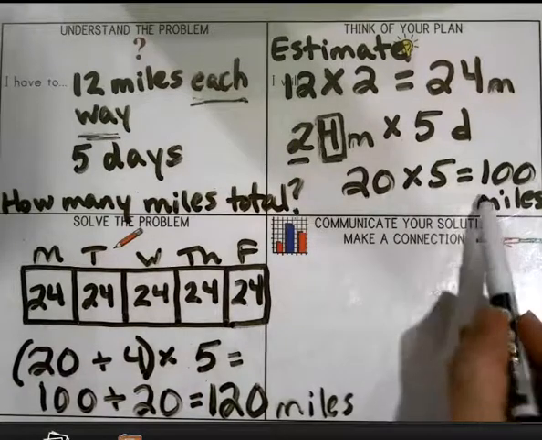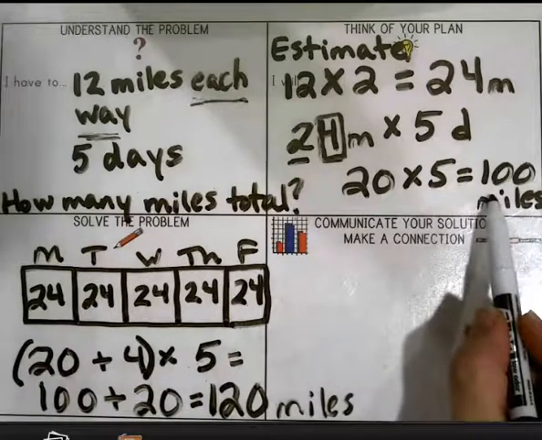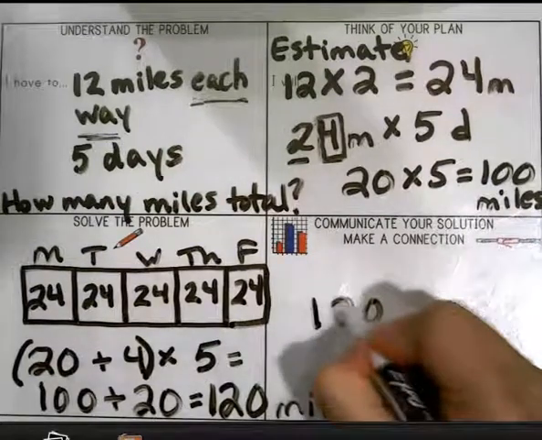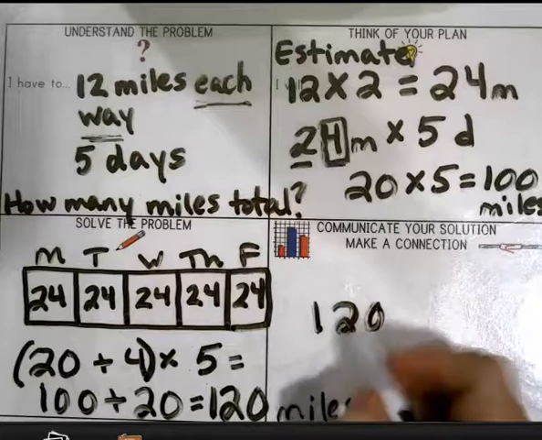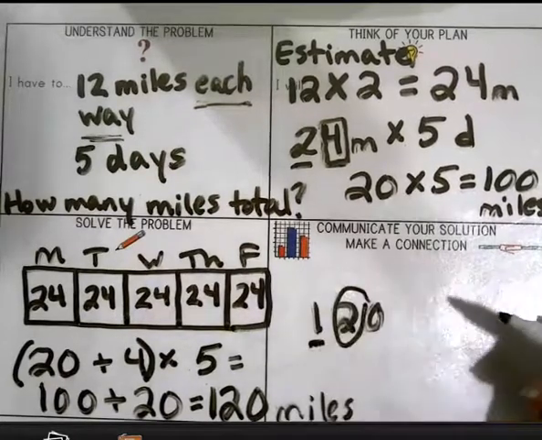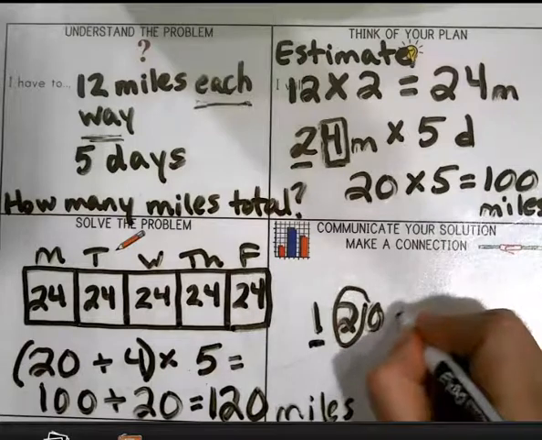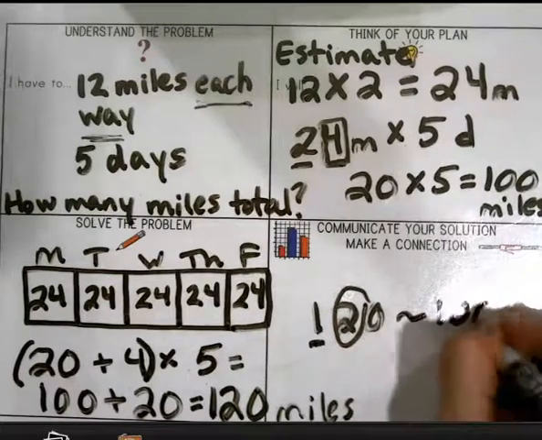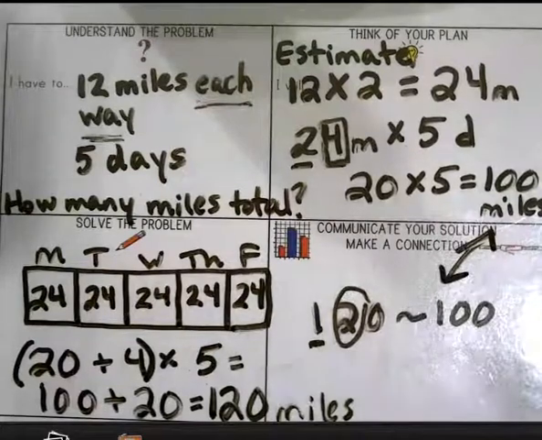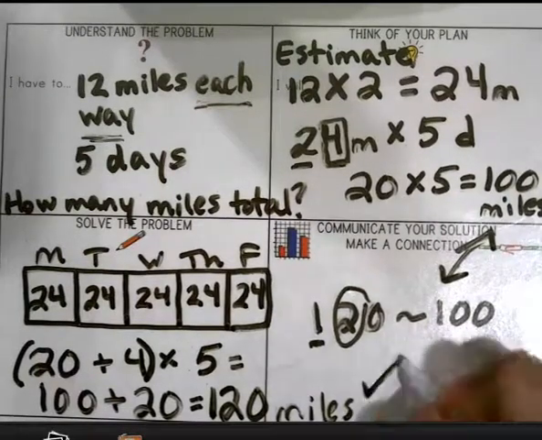If I round 120 to the hundreds place, my marker's giving out. I round it to the hundreds place and I look at this 2, it's going to remain the same. So that's about 100. Guess what? That's what we have here, right? So we got our answer correct.